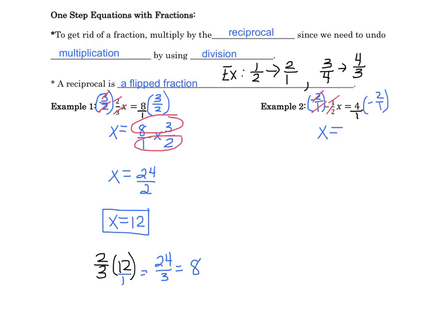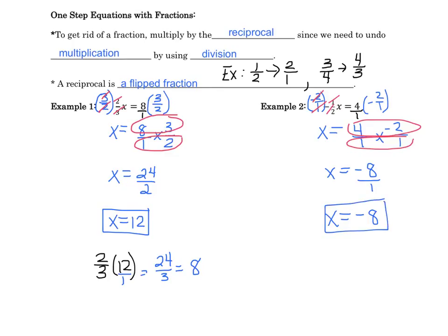Let's rewrite this. We have 4/1 times -2/1. Remember, when we multiply fractions, you're going to multiply across. So x equals 4 times -2 is -8, and 1 times 1 is 1. And now we have to simplify this. -8 divided by 1 gives us -8. So x equals -8, and that is your answer.